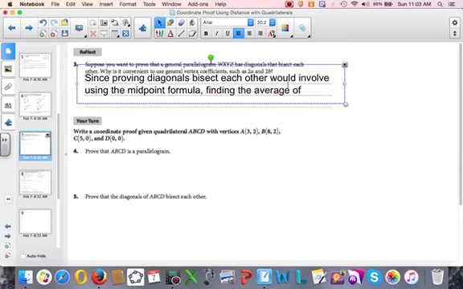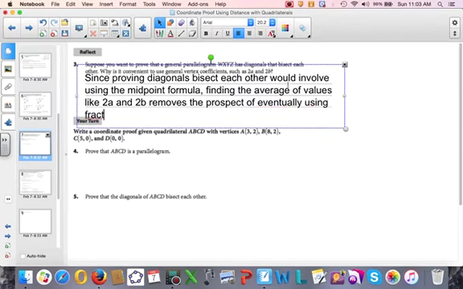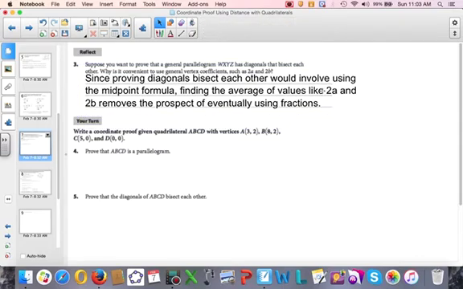Finding the average of values like 2a and 2b removes the prospect of eventually using fractions. So the purpose of the 2a and the 2b in a situation like this would help us avoid fractions, which we know tend to cause some grief in teenage students.